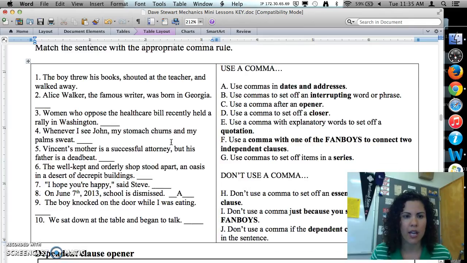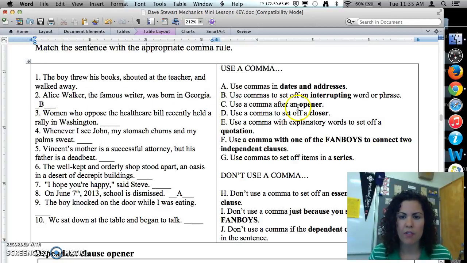So then I can go down and go, interrupter, shouted at the teacher. No, he's listing things there. I was walked to famous writer, was born. Yeah, that's an interrupter. Here it's giving more information about the thing before, and I could pull it out and the sentence would still stand. So I would say, yeah, that's B.